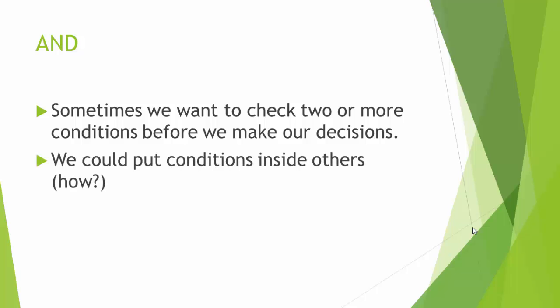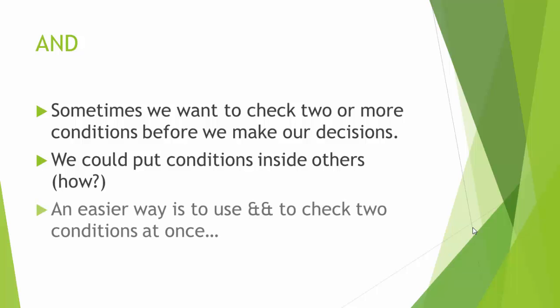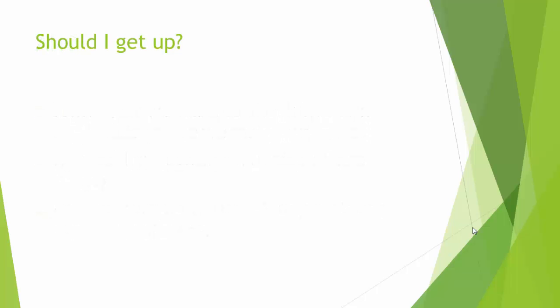Now we can put conditions inside others. You could think of tricky ways to put one if function inside of another if function. And these are great exercises for you to do to get used to these things. But those types of nested functions are often kind of buggy. They're easy to put mistakes into. So instead, we've got an easier way. We use what's called an AND condition. If you have two of those things, the ampersands there, we can check two conditions at the same time.